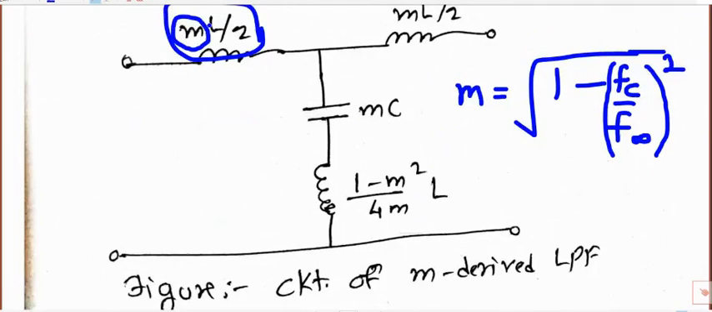Then what is this? Fc is the cutoff frequency, and f infinity is the frequency at which we have infinite attenuation. That means maximum attenuation. More attenuation means no signal can be passed in the stop band. We always want that in the stop band no signal should be passed. So it is the frequency at which we will have infinite attenuation, and after that no signal can be passed.